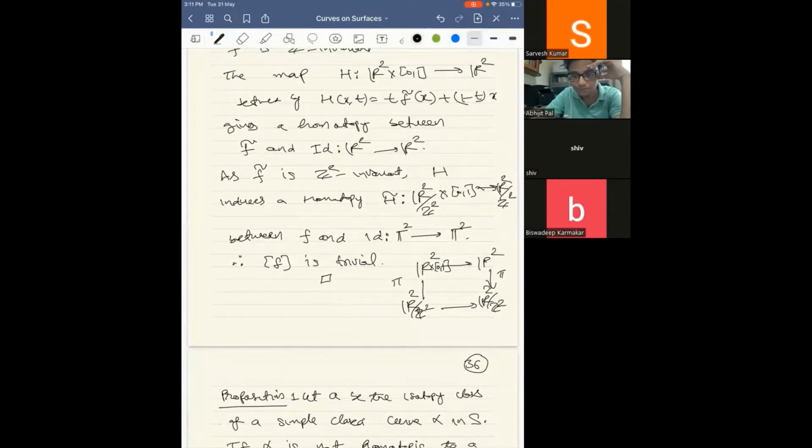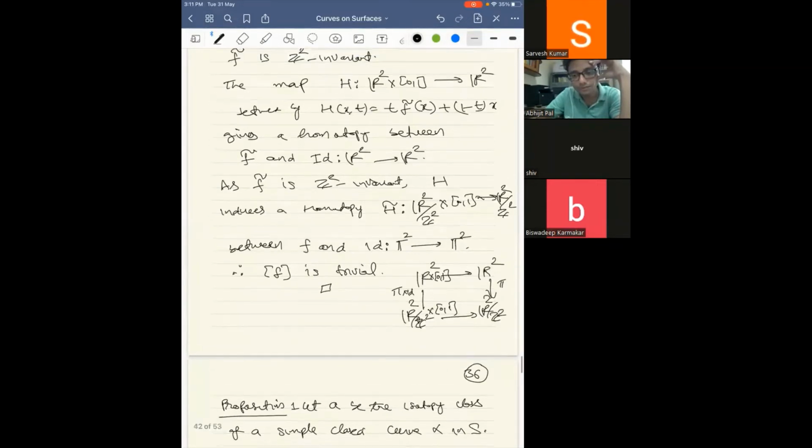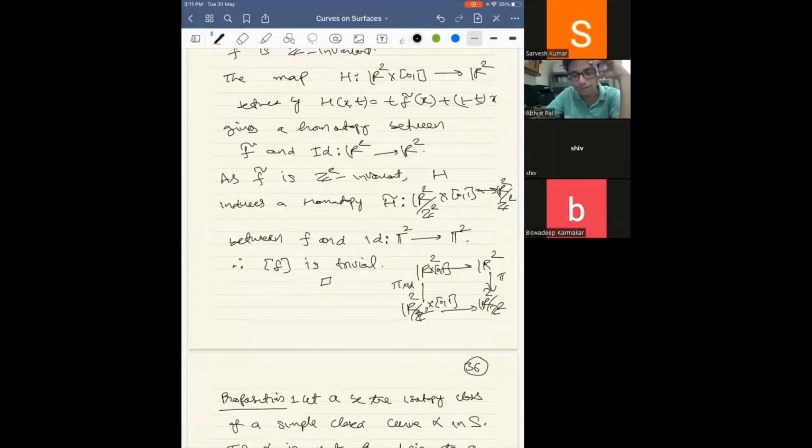This will descend to a map from R2 cross I. Let me call it pi cross identity, where pi is the canonical projection. Let me call it H, and let us call the induced map H bar, H tilde. That's the thing I am saying. So where is the problem?